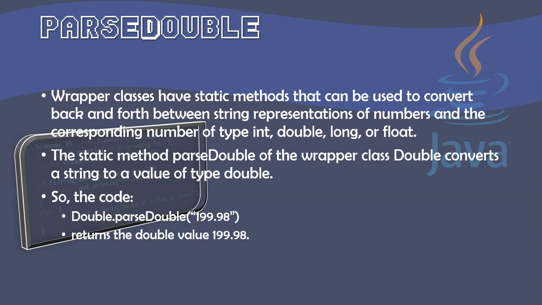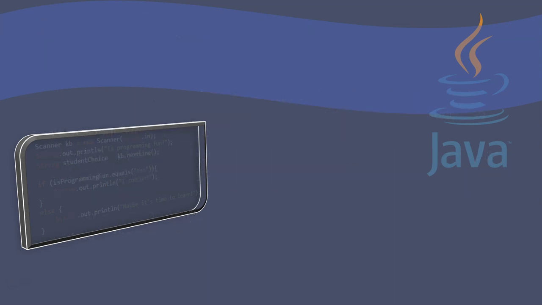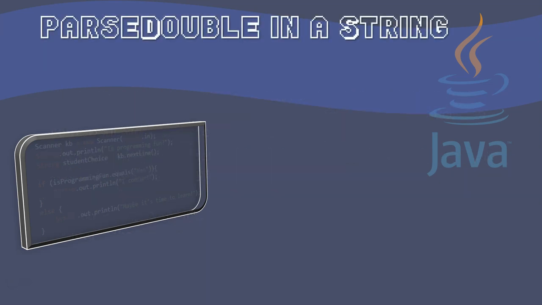So for example, the code Double.parseDouble("199.98"), so that's a string, would return the double value 199.98. Of course, if we wanted to actually use it in our program, we'd have to store it in a variable as well. Now, of course, this was just as a parameter. Let's actually see this in a string.